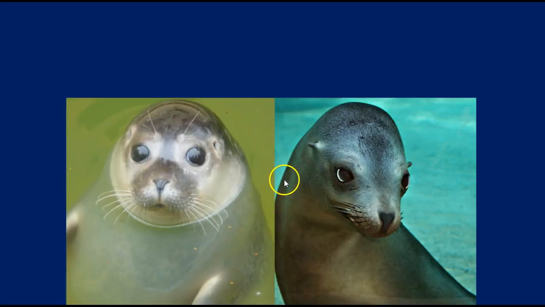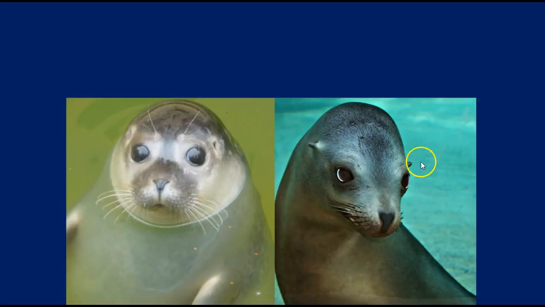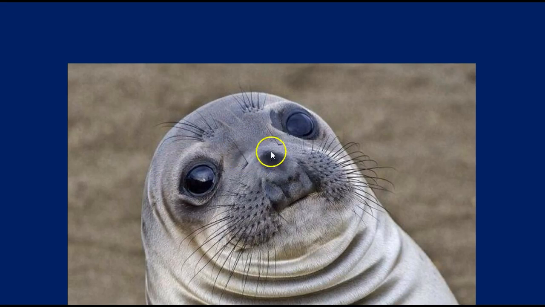So like if I'm looking at this, so I'm going to go back to this. Seals don't have ears, but sea lions do. So this would be a sea lion, and this would be a seal. So, you've probably seen this guy in memes before, and you could see that he doesn't have a weird ear flap. Therefore, he is a seal and not a sea lion.